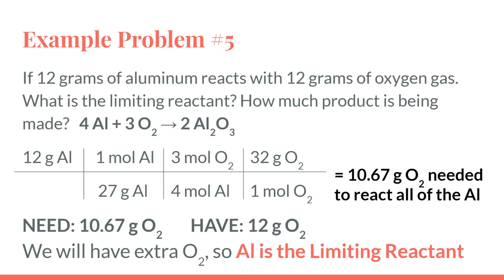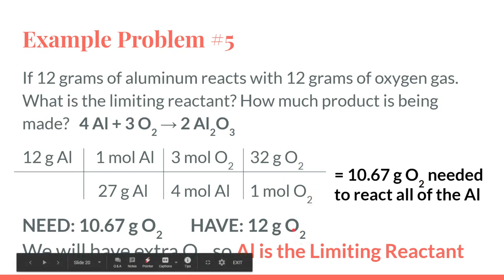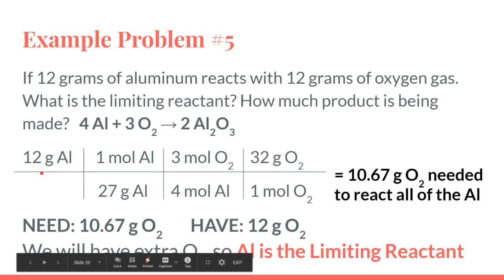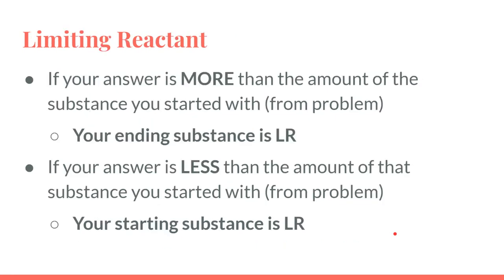So that means that my O2 is my excess reactant. I will have some left over. And so that makes the aluminum my limiting reactant. So I had more oxygen than I calculated, which means my other substance is going to be my limiting reactant. So that's what this is going to state.